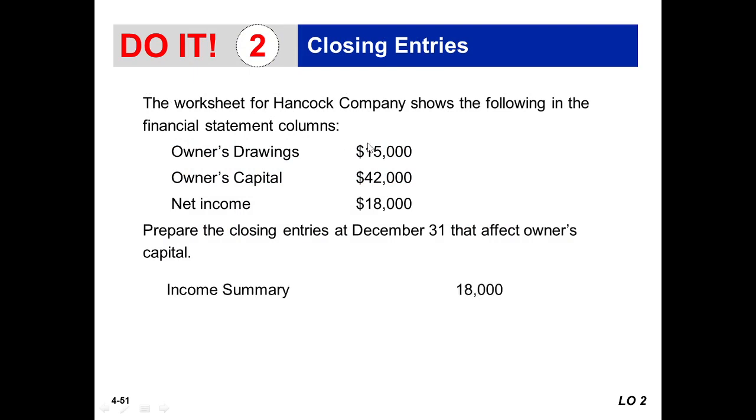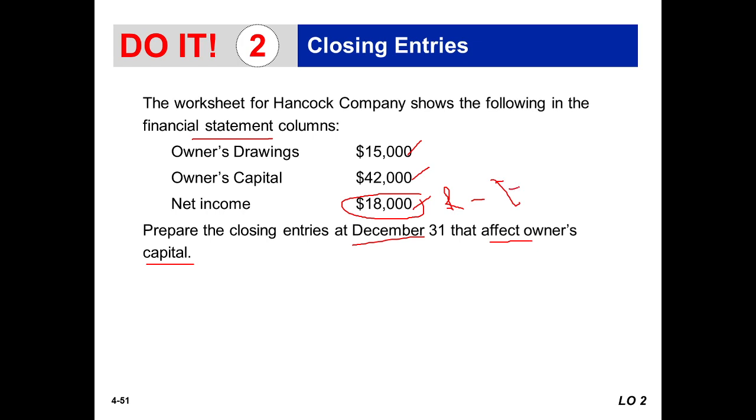The worksheet for Hancock Company shows the following in the financial statement columns: owner's drawing, owner's capital, and net income. Also prepare the closing entries at December 31st that affect owner's capital. How could we get net income? Revenue minus expense equals net income. So how could we write this down? Income summary debit, owner's capital credit.